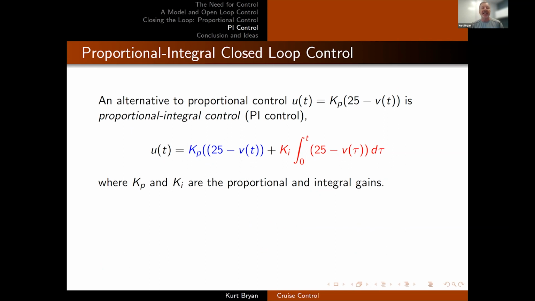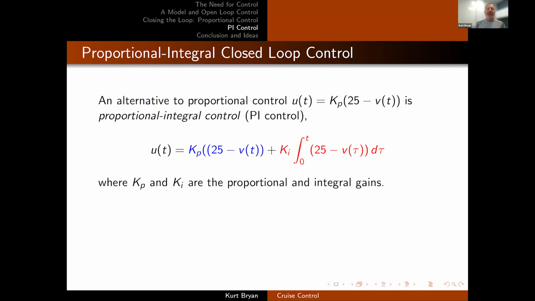So ki there is a constant that we get to pick, and the effect that this term in red has on the control force is that if v of t is lagging below 25 consistently over an extended period of time, this integral will build up and get more and more positive, and that will increase u of t more and more. The longer the car lags below the desired set speed, the more vigorous the force u of t will become, and the idea is that it will, we hope, drive it closer to the desired goal of 25 meters per second. Conversely, if v of t is too big, it'll apply the brakes more and more vigorously.